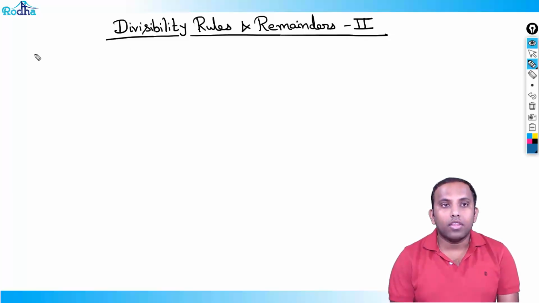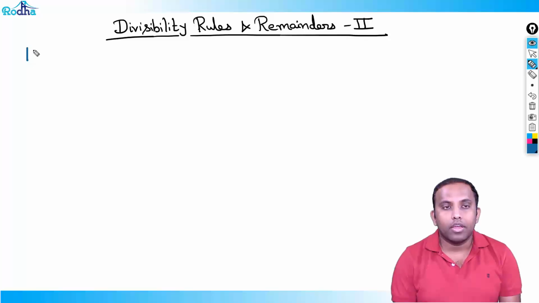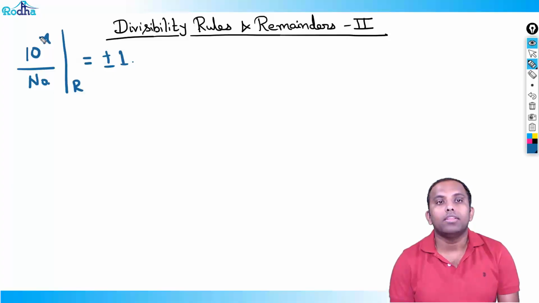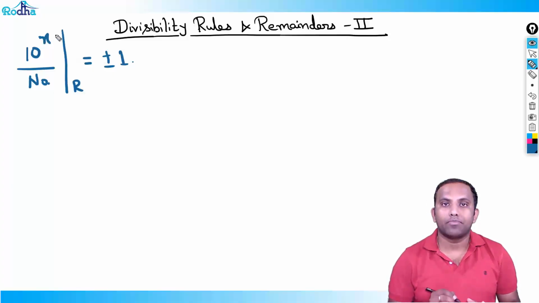So the first funda is how to find the divisibility rule of a number. Let's say we divide 10 raised to x by any number. We are searching for the remainder to be plus 1 or minus 1. This is the basic funda of divisibility.